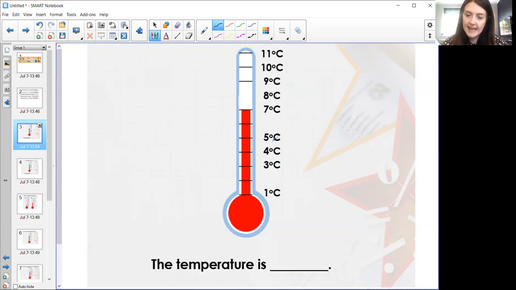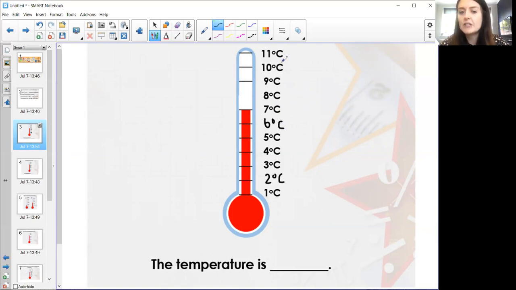We are counting in ones. And I know that the missing number will be 2 degrees Celsius, so I can write that on to help me. 1, 2, 3, 4, 5, 6 is going to be the next missing number. And then it's going up to 7.